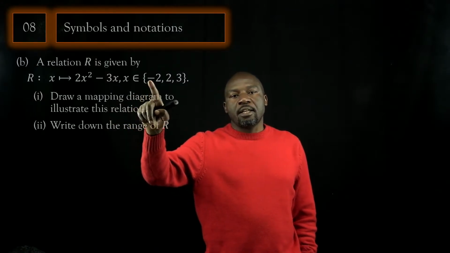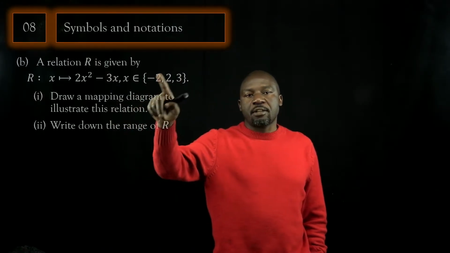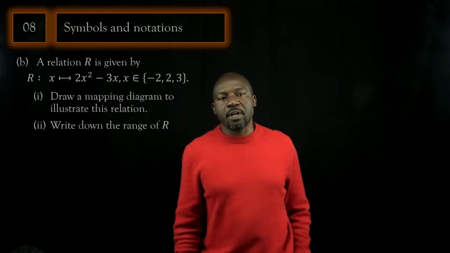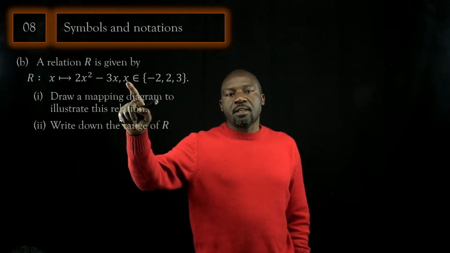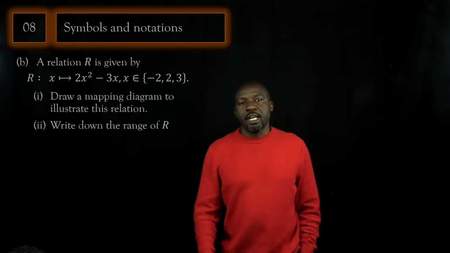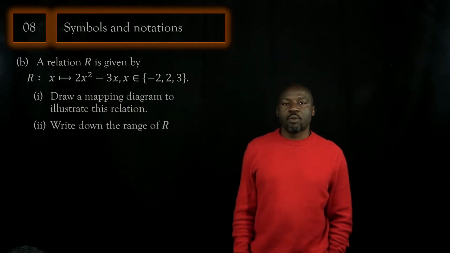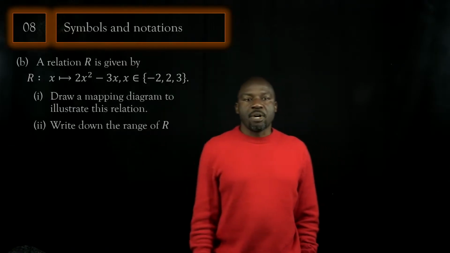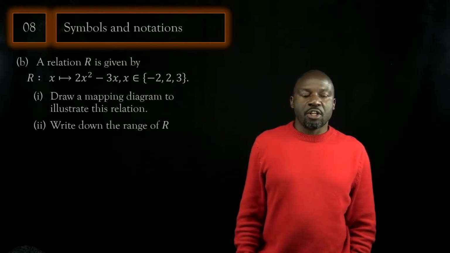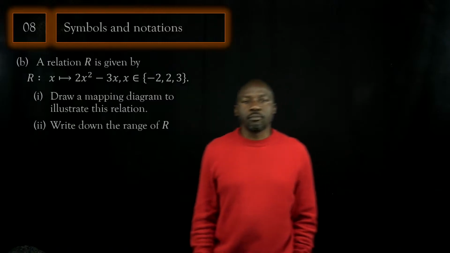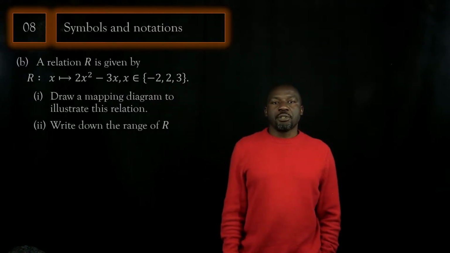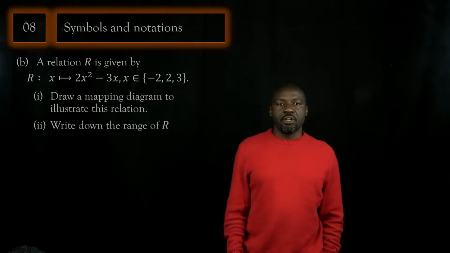And x is an element of the set containing negative 2, 2, and 3. This is a set builder notation for the domain of this relation. So the question is, draw a mapping diagram to illustrate this relation. And part 2 is to write down the range of R. So, draw a mapping.